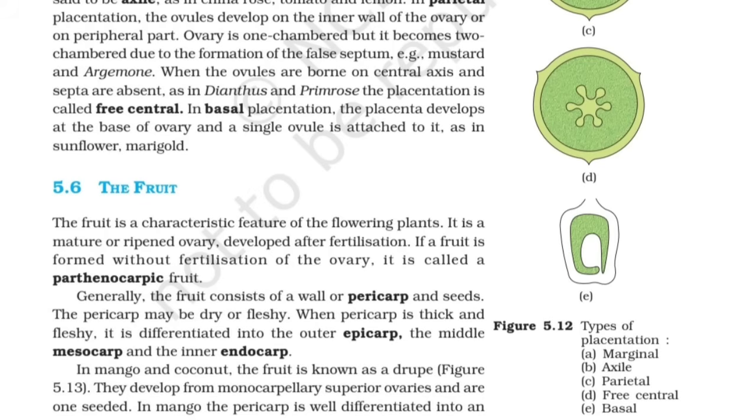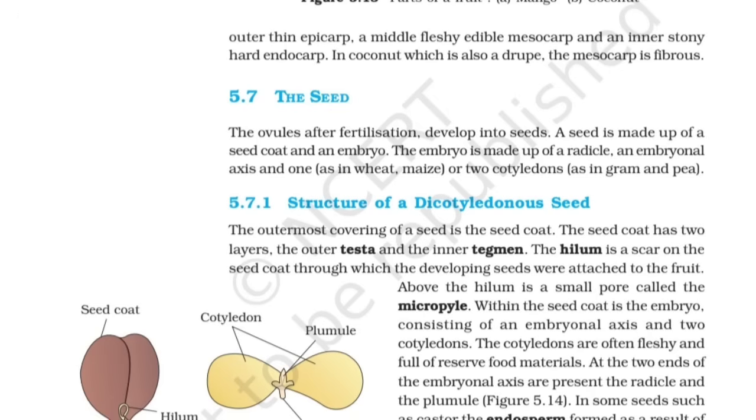In mango and coconut, the fruit is known as a drupe. They develop from monocarpellary superior ovaries and are 1-seeded. In mango, the pericarp is well differentiated into an outer thin epicarp, a middle fleshy edible mesocarp, and an inner stony hard endocarp. In coconut, which is also a drupe, the mesocarp is fibrous.